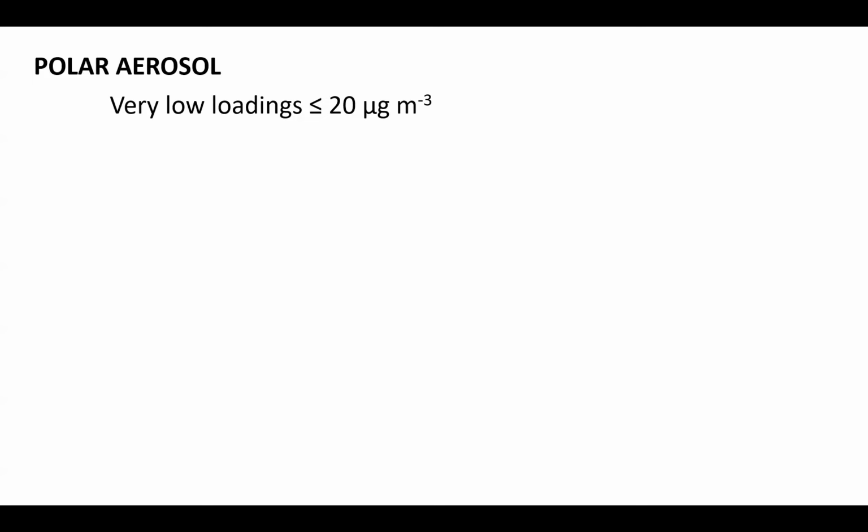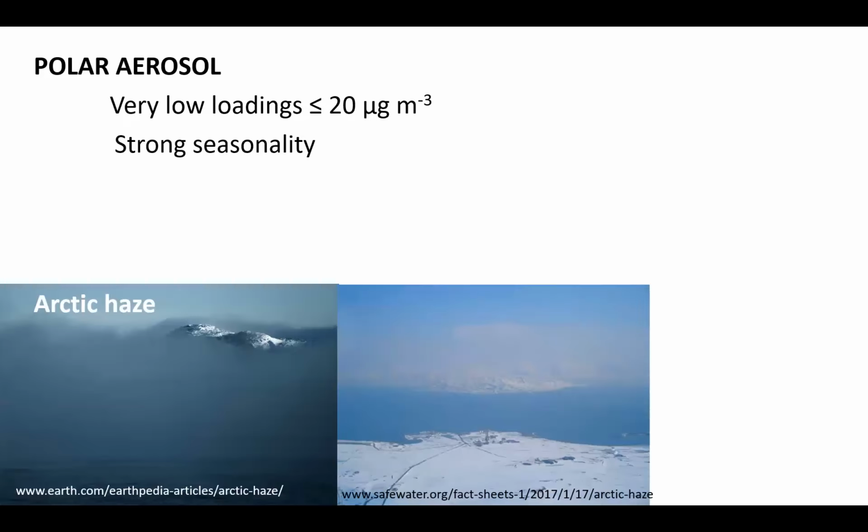Polar aerosol. This is again a remote environment, and so the loadings for polar aerosol will be much lower than, say, for urban or rural environments, certainly less than 20 micrograms per cubic meter. An important feature of polar aerosol is strong seasonality. So you can see that here in pictures of a phenomenon that's called Arctic haze. We think of the Arctic as being this very pristine environment, but particularly during winter, when the air above the Arctic is very quiescent, it's not moving, there's not a lot of mixing and dynamics, then the Arctic can have very low visibility and poor air quality.